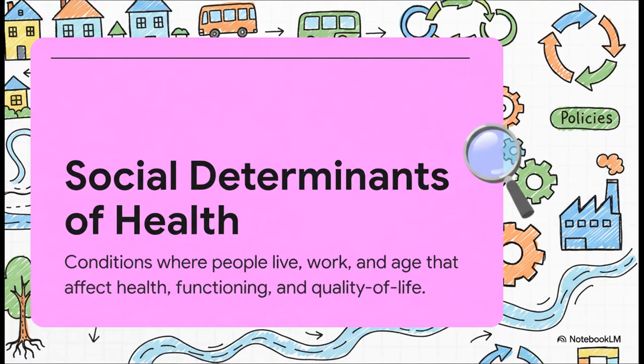So what do we call these upstream factors? Well, there's a name for them: social determinants of health. This is the real stuff of our daily lives: where we live, the schools we go to, the jobs we have, the safety of our neighborhoods. These aren't just details. They are literally the building blocks that determine whether or not we even have a fair shot at a healthy life.